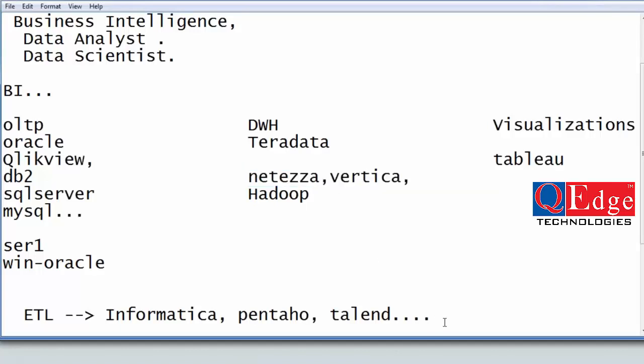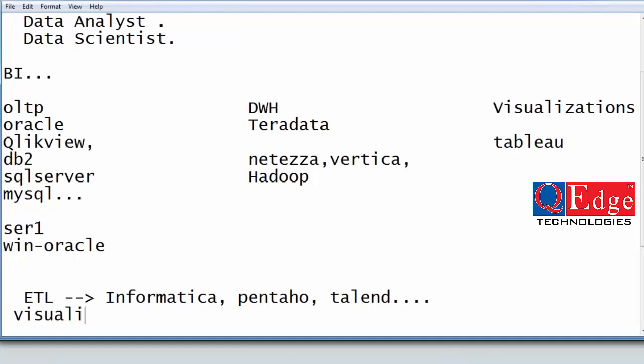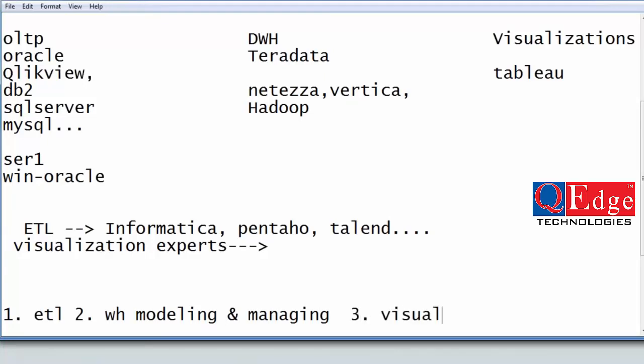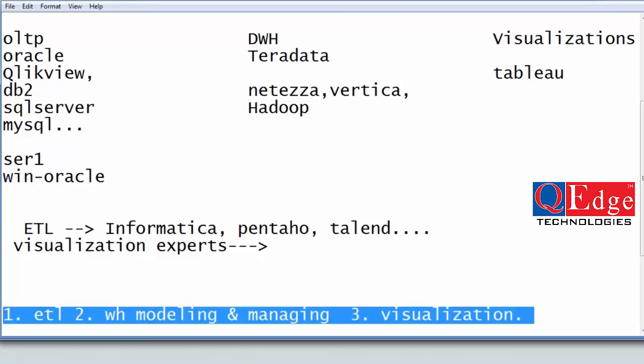But once this data is organized into warehouse systems, finally our end client needs the reports in visualized formats. After that, some visualization team will come into the picture. These visualization experts will be connecting with warehouse systems, running different queries, and finally presenting the data in visualized formats. In this way, you can observe three types of people. The first person is ETL in the part of BI. The second person is the warehouse modeling expert and management expert of the databases, managing the data. And the third person is the visualization expert.